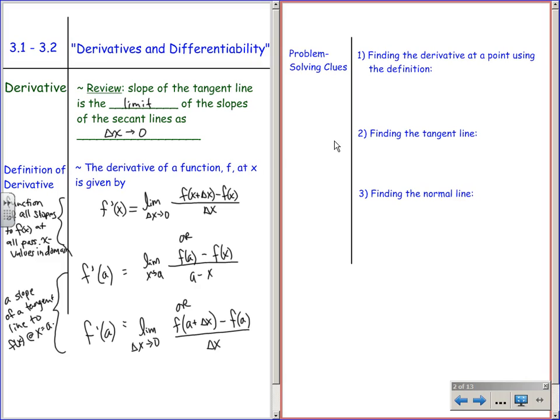Problem solving clues. So let's recap. Just in case we didn't get it from the last section. This one's pretty easy. f prime of a. I already showed it on the page before. Finding the tangent line. Remind me from the forever card. Y minus the actual line. Y minus f of a equals.